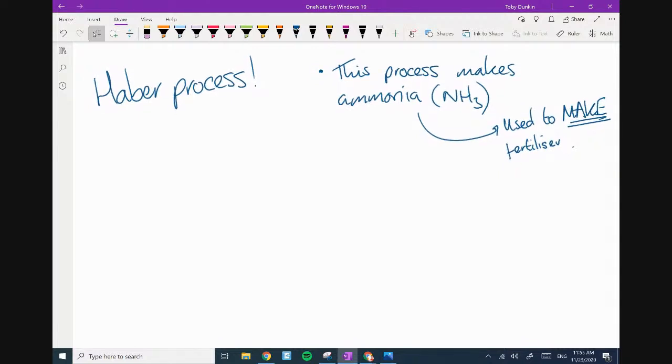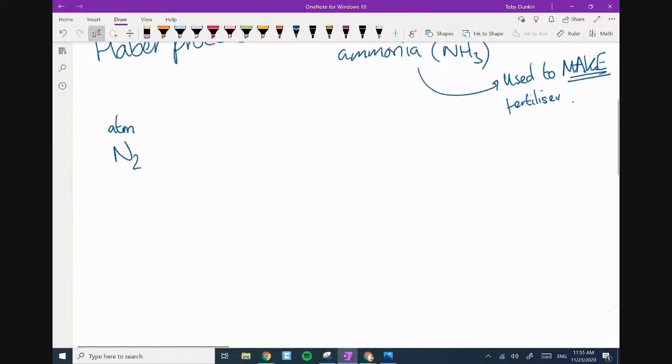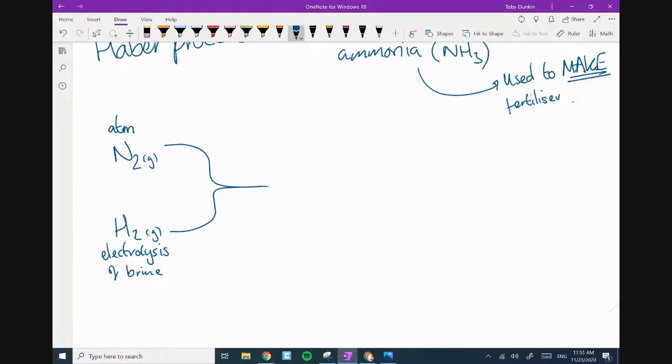So the Haber process is a very straightforward process. They take nitrogen gas from the atmosphere. The resource is from the atmosphere. And they take hydrogen gas. Hydrogen gas comes from the electrolysis of brine. They take these 2 gases and they mix them together. They input them like this into a reaction vessel.